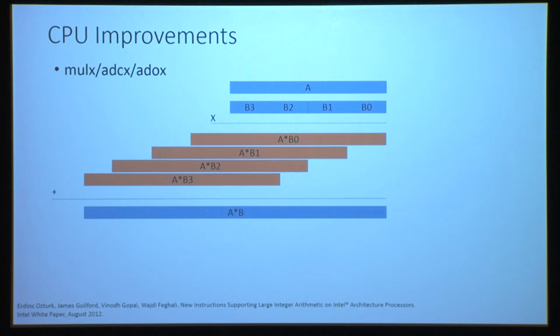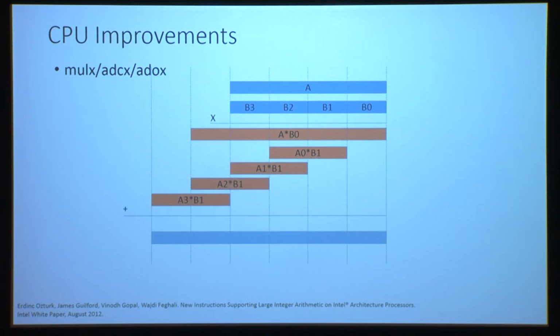So, CPU improvements. What did we do at Intel? We introduced the MULX, ADCX, ADOX instructions to speed up large integer arithmetic. This is just showing you how you multiply a and b. You have the entire a, you first multiply it with a digit of b, and then the next digit of b, so b0, b1, b2, and b3, and then you accumulate all of them into this result. On a CPU, the basic core multiplier is a 64-bit multiplier, so these could be 64-bit digits. So you could be just multiplying them together and then accumulating.